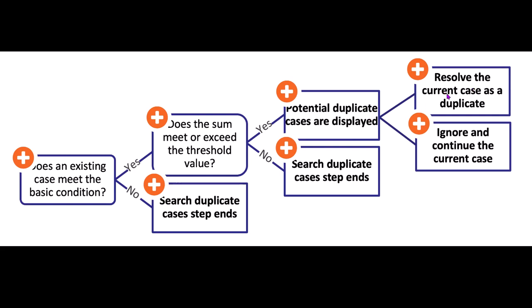Then again you have two options. Potential duplicate cases are displayed to the CSR. He can take an appropriate action. He can evaluate on a case by case basis. He can compare the values of the fields. He can discuss with the customer. If he really feels that many of the conditions are matching, but this is a completely different case, then he will proceed with the current case, or else he will resolve the current case with status as resolved duplicate, and the current case progress will stop.